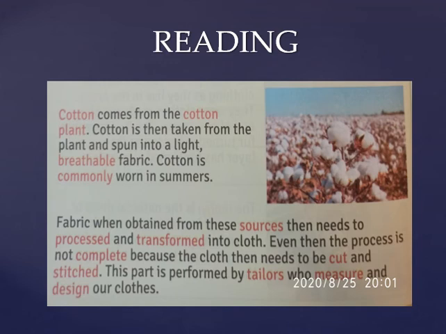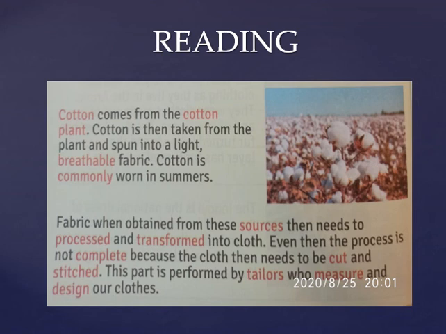Cotton comes from the cotton plant. Cotton is then taken from the plant and spun into a light breathable fabric. Cotton is commonly worn in summers. Fabric, when obtained from the sources, then needs to be processed and transformed into cloth. Even then, the process is not complete because the cloth then needs to be cut and stitched.